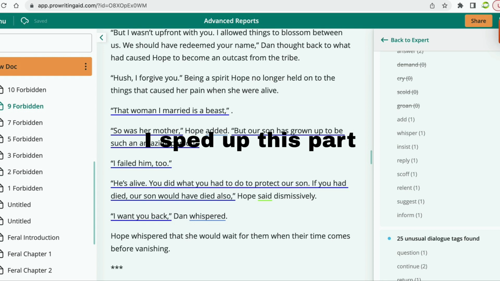So the feeling I get is like this pain in my chest. You know, when you make a really major mistake and there's nothing you could do about it, you got to live with it. It's like a burning pain in your chest. So that woman I married is a beast. It's almost like indigestion.